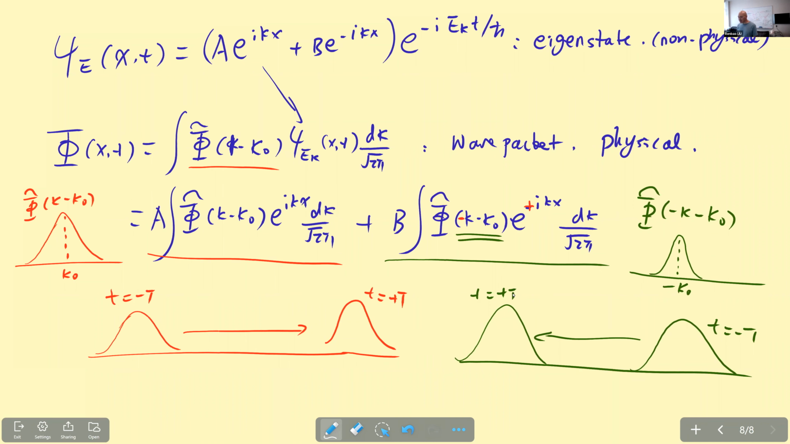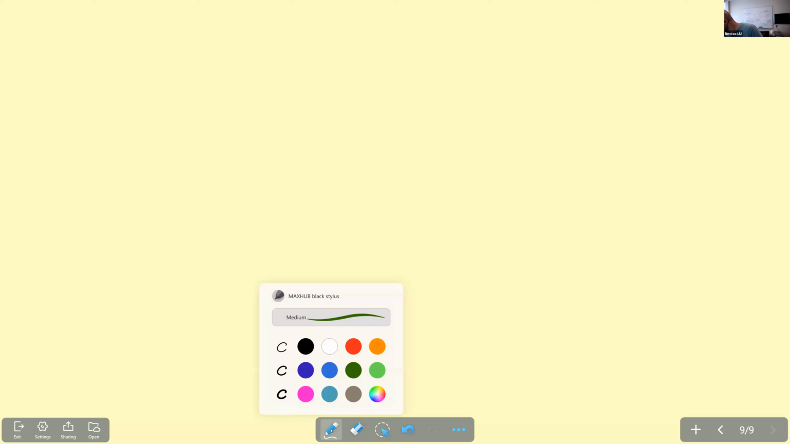Okay, so basically, now you can see that if you have an eigenstate like this one, and use this one to form a wave packet, you can actually have two wave packets. One is propagating from the left to the right. Another one is propagating from the right to the left with the opposite velocity, with amplitude A and B. Okay. So let me summarize this one. psi_k equals A e^{ikx} plus B e^{minus ikx}, and times this time dependence.